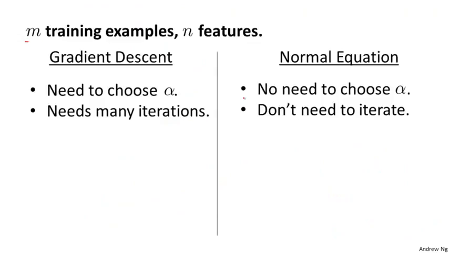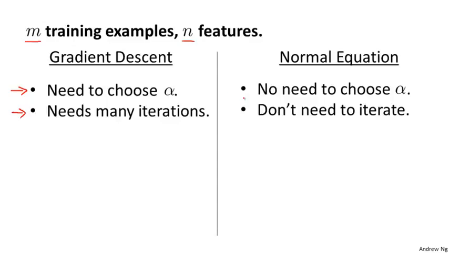Let's say you have m training examples and n features. One disadvantage of gradient descent is that you need to choose the learning rate alpha, and often this means running it a few times with different learning rate alphas and then seeing what works best. And so that's sort of extra work and extra hassle. Another disadvantage of gradient descent is that it needs many iterations, and so depending on the details, that could make it slower, although there's more to the story, as we'll see in a second.